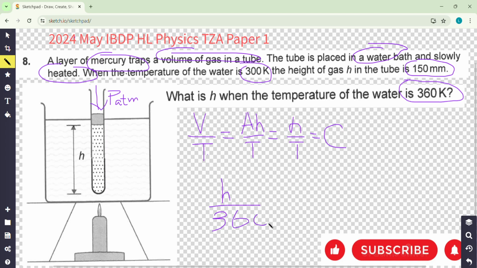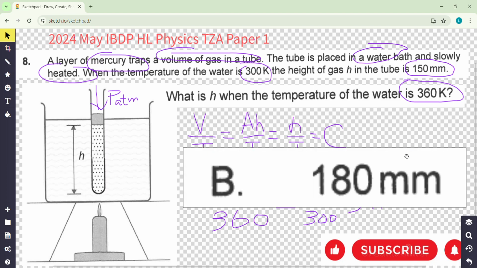So no need to add it. Remember, if it is degrees Celsius, add 273 to it. Before is 150 millimeter, and then 300K. So that's it. This is half. Move to the side, and then H equals... Yes, you got it. H equals 180 millimeter, and the answer is B.